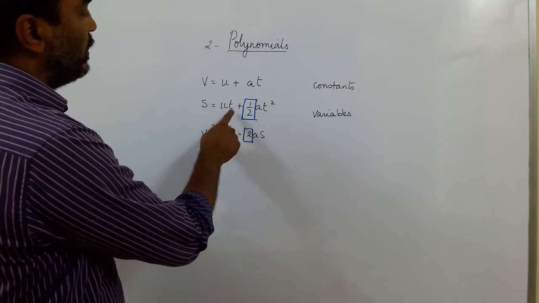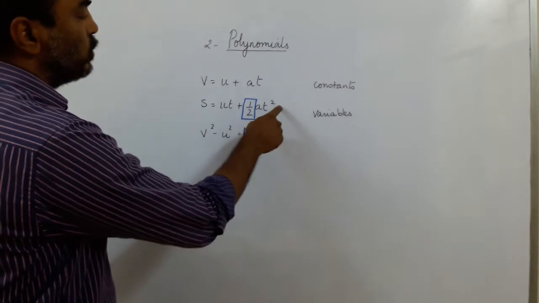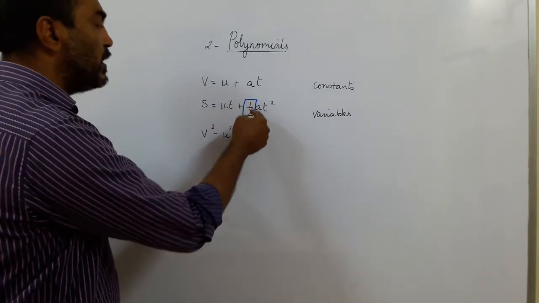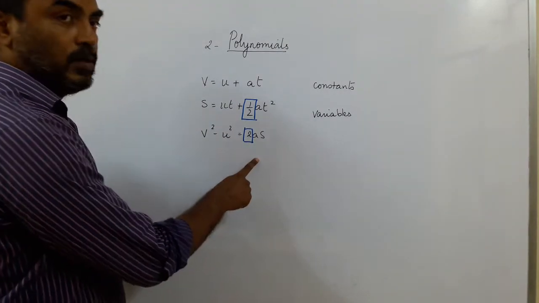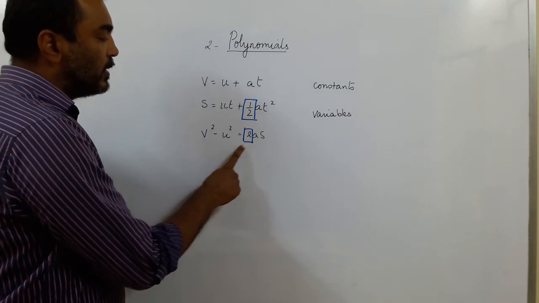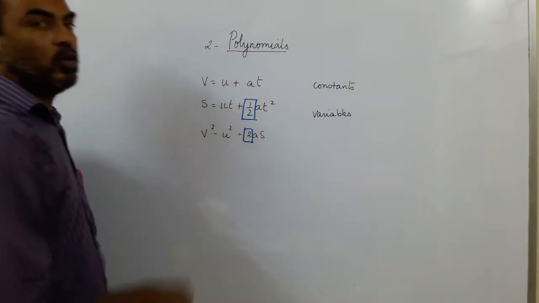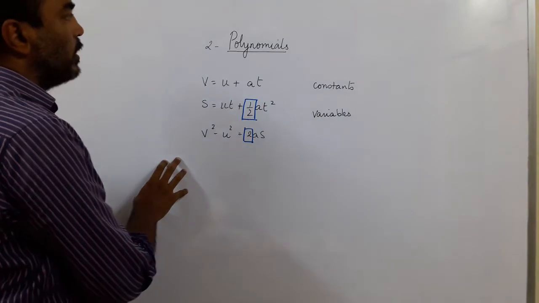The displacement is what? Initial velocity into time added to half into a into t square. So this a and this t square will keep on changing, but we always multiply it with half only. So half is a constant. In this equation, v square, final velocity square, minus initial velocity square is 2as, means 2 times acceleration into displacement. This 2 remains a constant. I hope you will notice this.